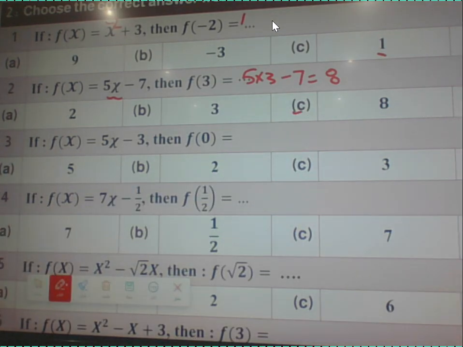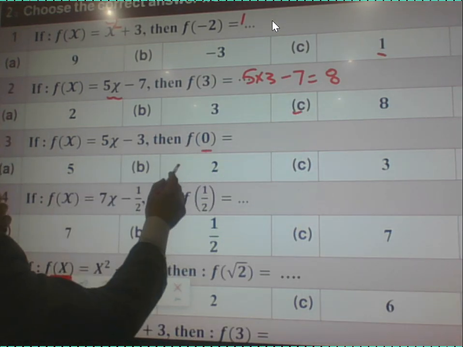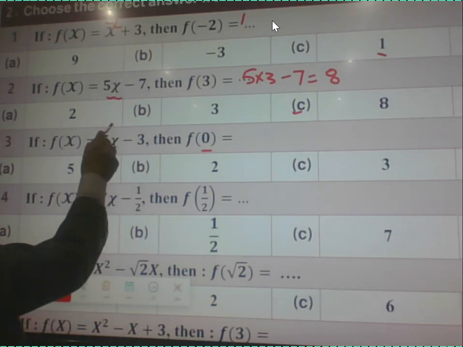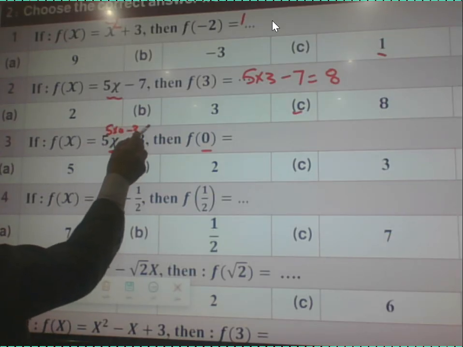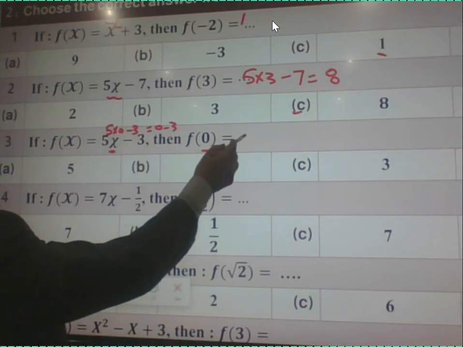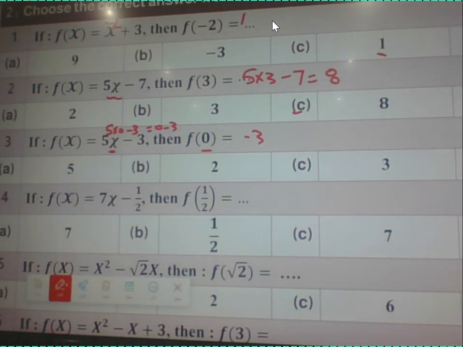If f of x equals 5x minus 3, then f of 0 equals. Put the value of x equals 0, then we have 5 times 0 minus 3. 5 times 0 equals 0. 0 minus 3 is negative 3.